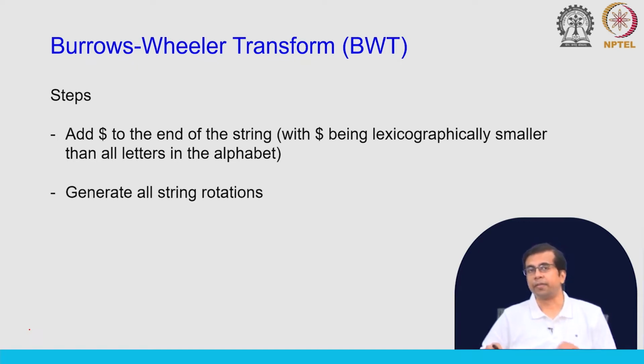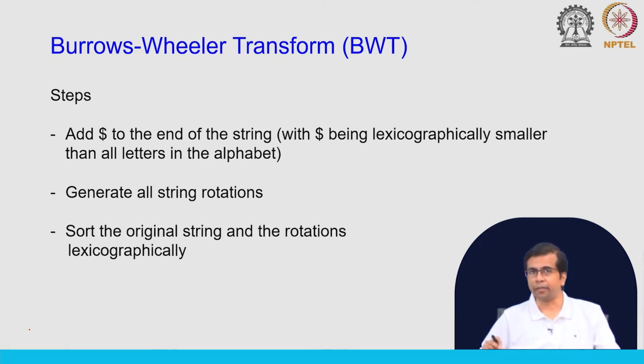Then what we do is something called string rotations. We generate all possible string rotations from the reference sequence. We will see how this works in a moment with an example. Once we have generated these string rotations of the original reference sequence, we do sorting. We sort the original string and its rotations lexicographically.